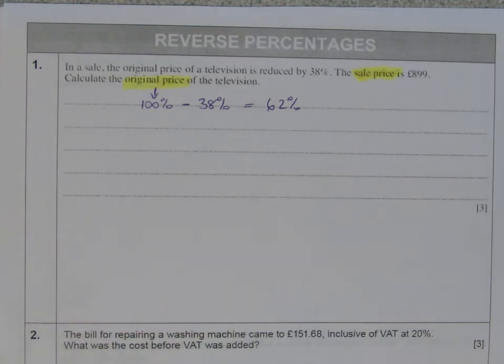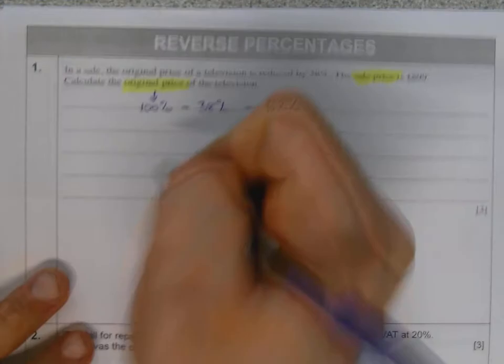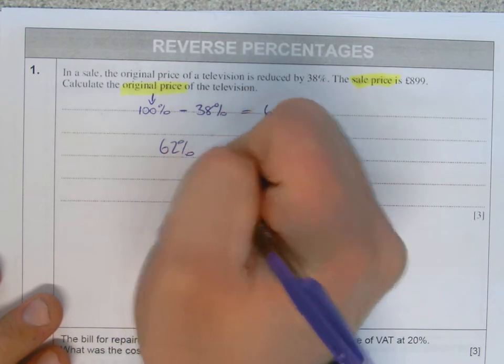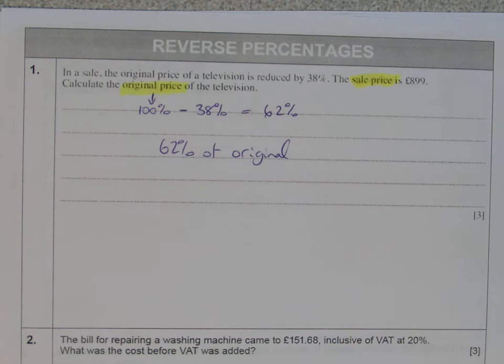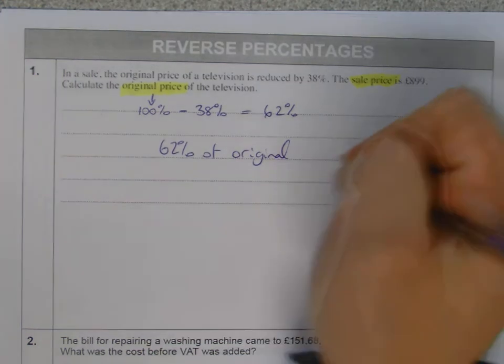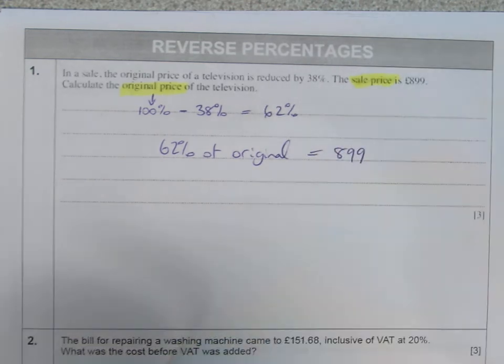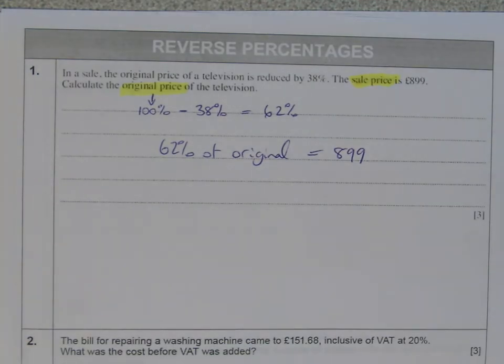We need to think about it that way. The original price has been reduced by 38%. So what we're actually doing is working out 62% of the original price. We don't want 100% of the original price. 100% of the original price is not what it is. We want, in this case, to recognize 62% of the original, because that's what the sale price is, isn't it? 62% of the original is £899.